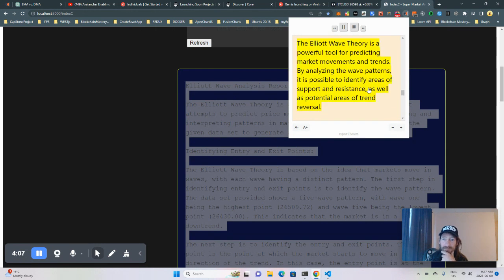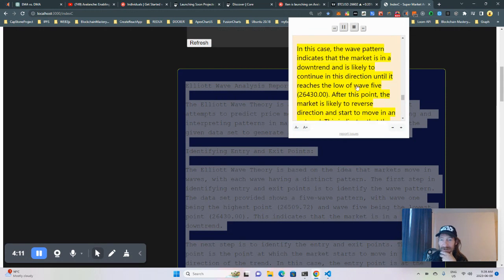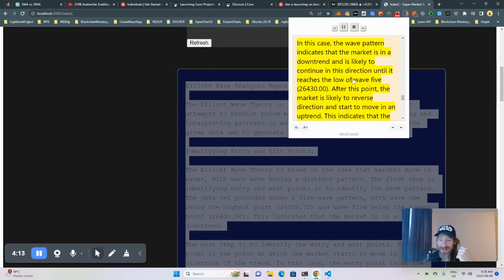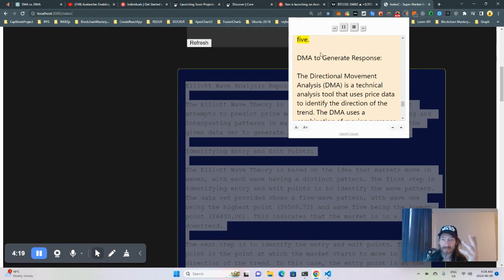Explaining the result of the analysis and how this impacts the current trend. The Elliott Wave Theory is a powerful tool for predicting market movements and trends. In this case, the wave pattern indicates that the market is in a downtrend and is likely to continue in this direction until it reaches the low of wave 5, 26,430. DMA to generate response.